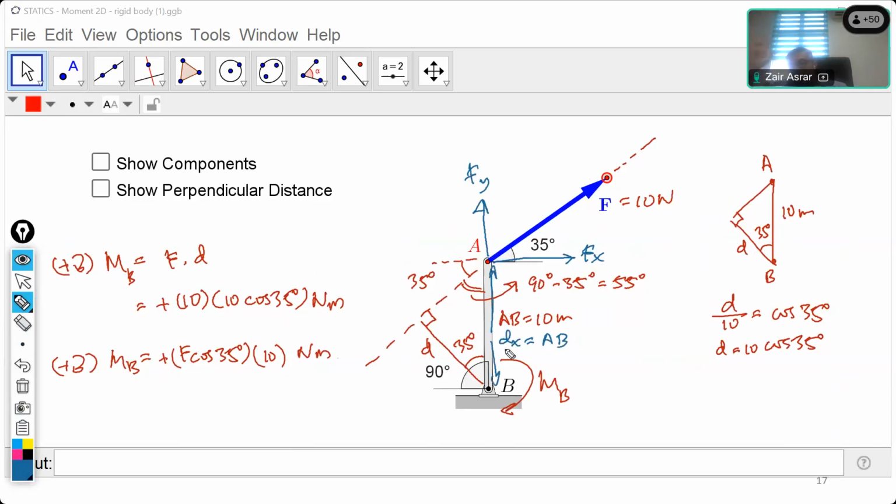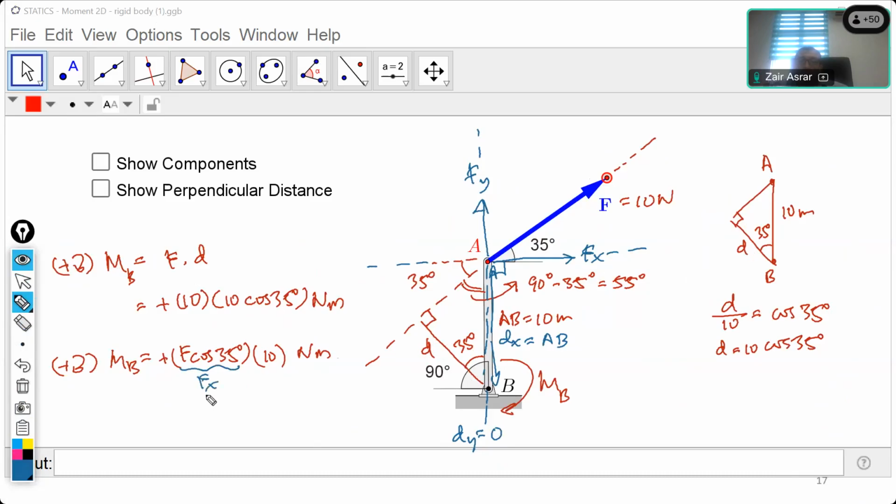Remember, D is the perpendicular distance from the line of force. The line of force for Fx is this line, so the angle here is 90 degrees. As for Fy, the line of force is this line. What is the perpendicular distance from the line of force Fy to point B? Since Fy in this case passes through B, D for Fy will be equal to 0. That's the reason why we have only the contribution coming from Fx.